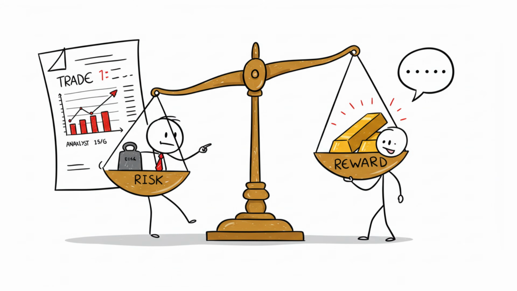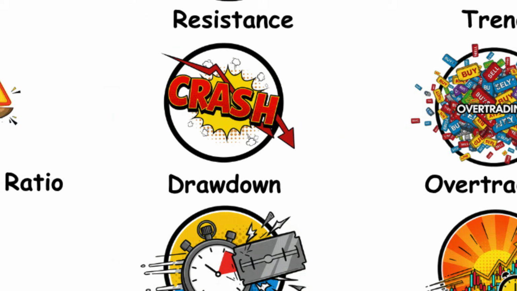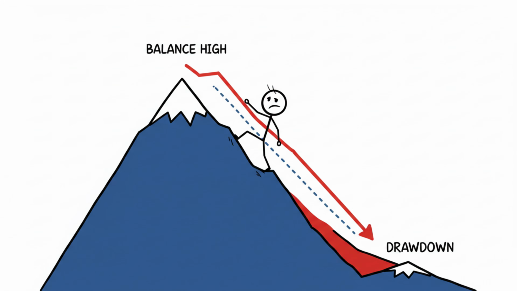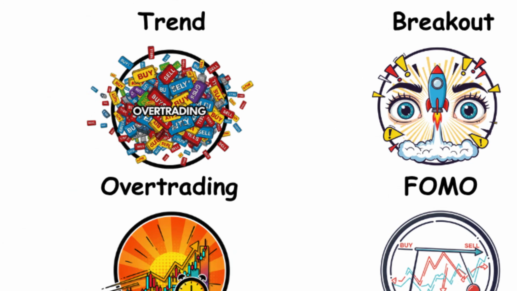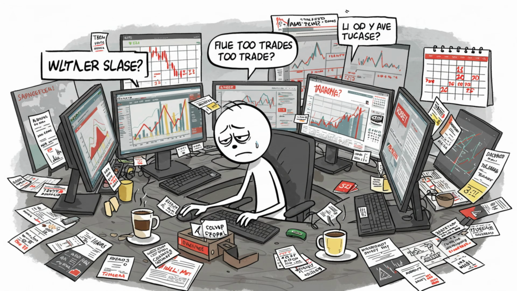Risk-to-reward ratio. A measure comparing potential profit to potential loss. Higher ratios mean better trades. Drawdown. The decline from the peak balance to a trough, showing how much you're down before recovery. Overtrading. Taking too many trades, often emotionally, leading to fatigue, poor decisions, and losses.